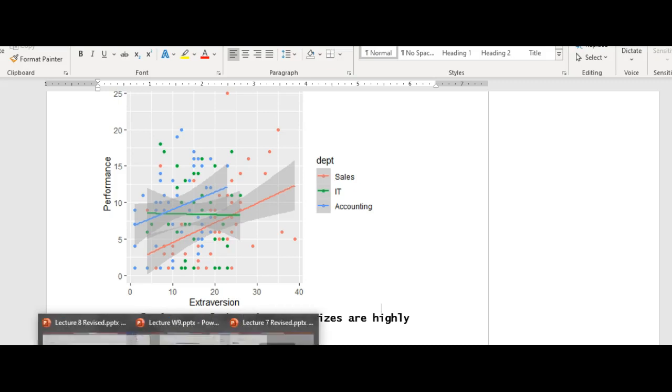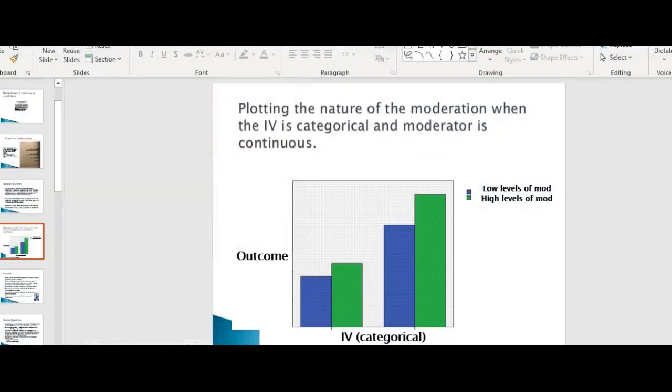So hopefully this is helpful for thinking about your dissertation or other studies that you're planning to conduct. And that's all I had to say. This is officially the end of our content coverage of moderation. So let's move on to the review now.